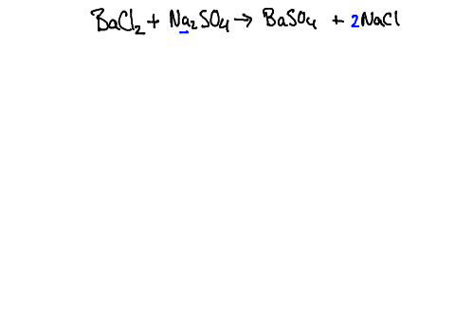Something you also probably will need to know is which particular product is a precipitate. And how would you need to know that? You see, we have NaCl here, so that is definitely soluble. Also, all sulfates are soluble, except for a few: barium, lead, and mercury. Barium is an exception.